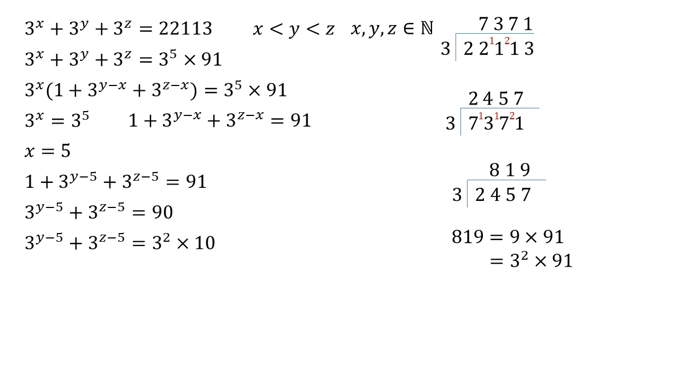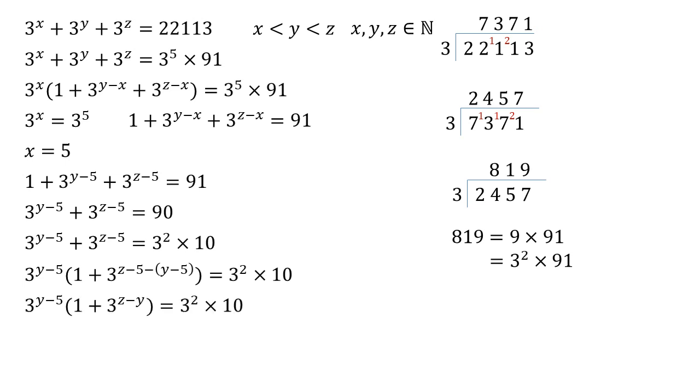Now as y is smaller than z, the largest power of 3 that we can take out of both of the terms on the left-hand side is 3 to the y minus 5. So we end up with that times 1 plus 3 to the z minus 5 minus that whole y minus 5. That simplifies to 3 to the power of y minus 5 times 1 plus 3 to the z minus y. As before, as that's equal to 3 squared times 10, our 3 to the y minus 5 must be equal to 3 squared, and our bracket must be equal to 10. So now we've got that y is equal to 7, and 1 plus 3 to the power of z minus 7 is equal to 10.